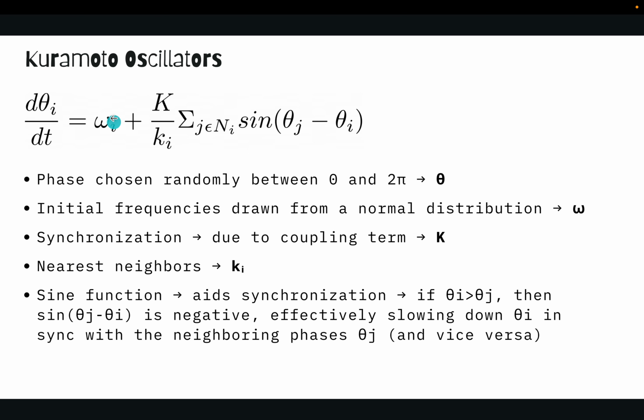So that means if omega I is large, then d theta dt also increases because it's a positive sign, which kind of makes sense. It should, right? If I have a small frequency, then I'm moving slowly. And this term is the coupling term.